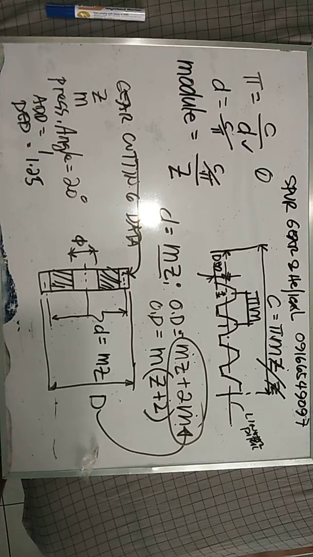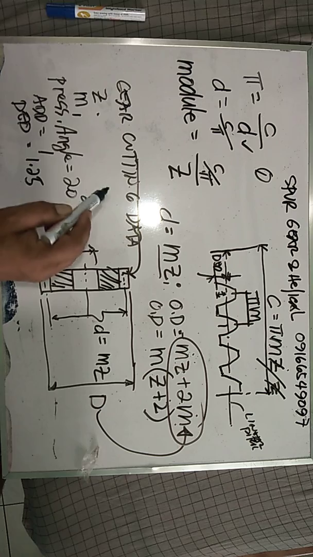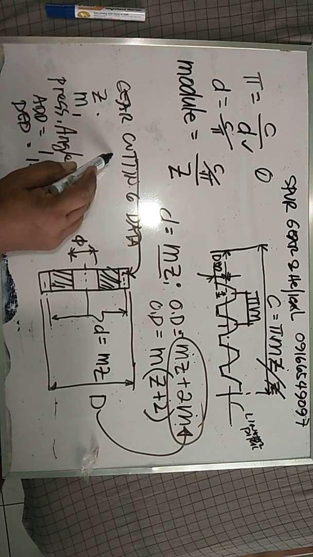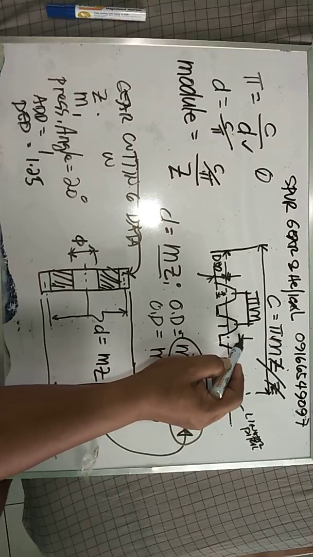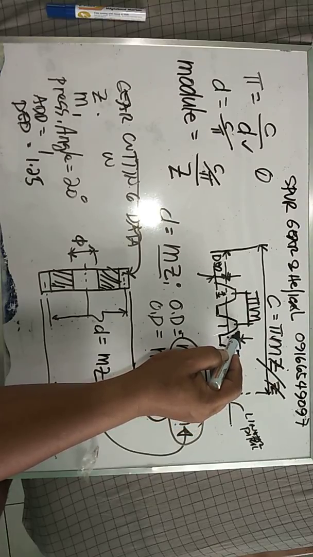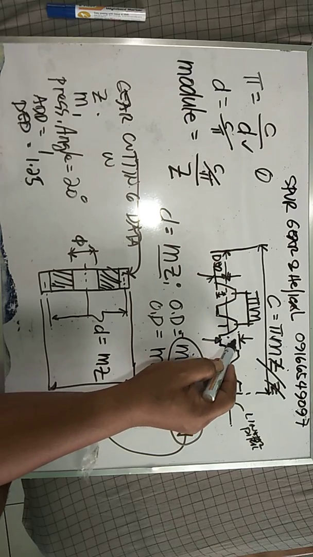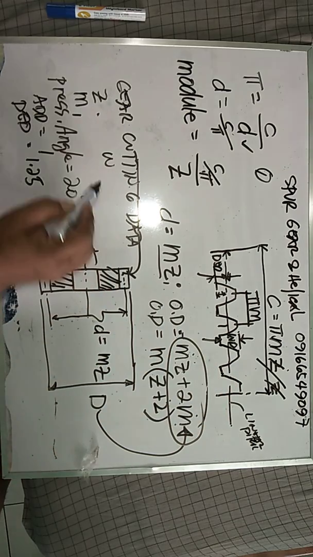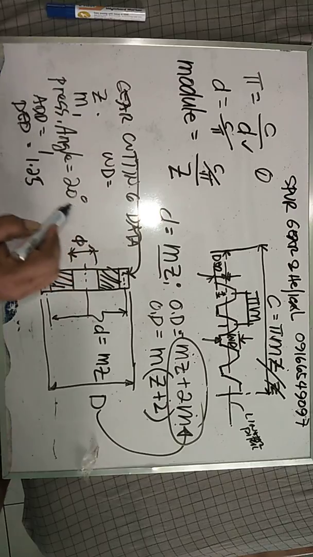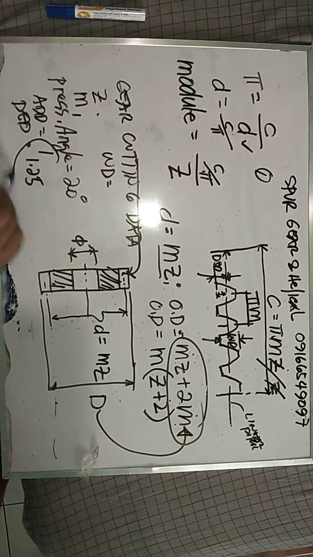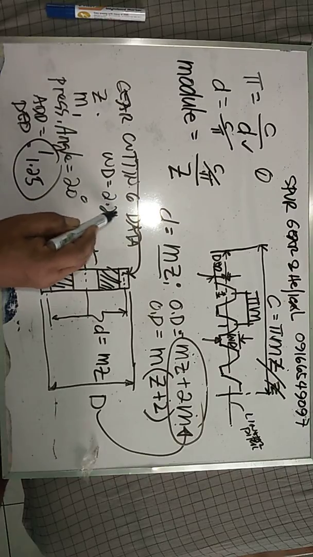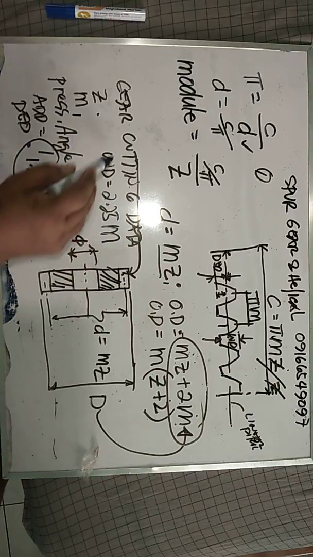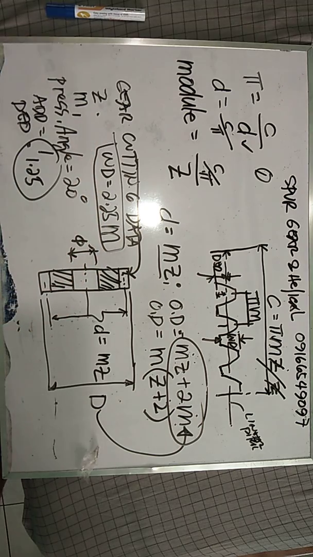Okay, and the whole depth. From the top land of the gear up to the root diameter is called the whole depth. The whole depth is equal to 2.25 times module. Okay, that is all for spur gear.